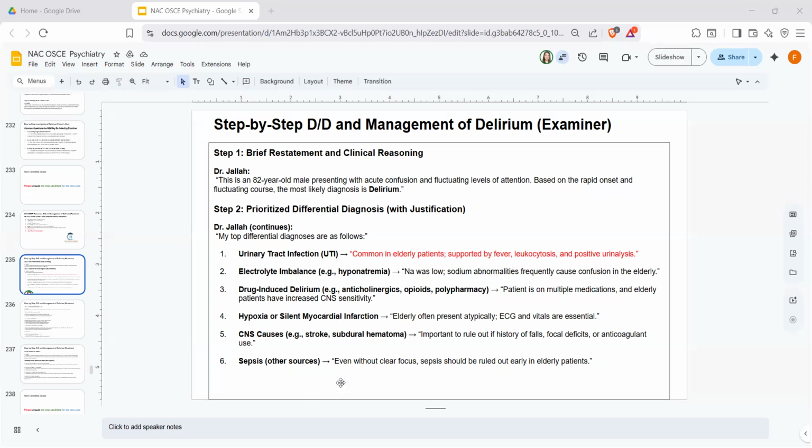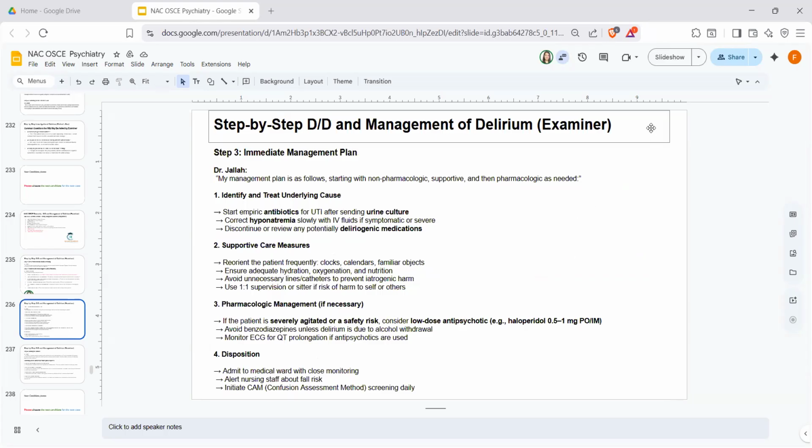Finally, I'm considering sepsis. Even though the patient doesn't have any clear focus, we are ruling out sepsis early to make sure the patient is not septic and doesn't go into septic shock, which can be more detrimental.